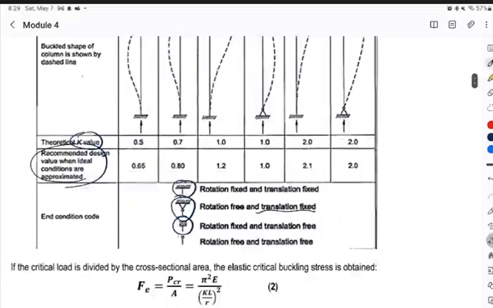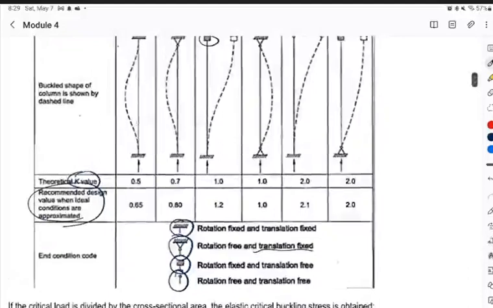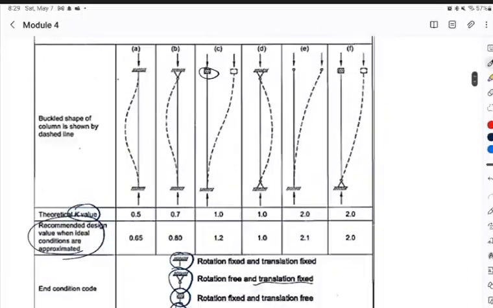Okay, and then this part is rotation and translation free. Ibig sabihin, that's free. Walang restrictions, walang support yan. Okay, that is this case. Okay, for such cases, we have different values for K.